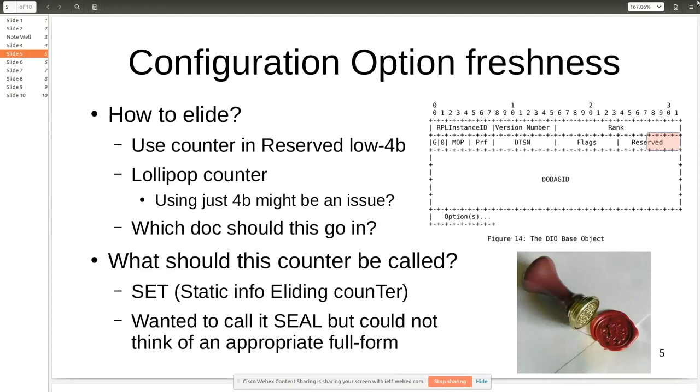Yes. The reason why I say it has utility outside the capabilities is because this is a generic counter which not only covers the capability option, but a MOPEX option in the future, as well as the existing configuration option. And as discussed on the mailing list, this could be made use of for other options such as the prefix information option. So it's a generic counter regardless of the CAPEX, the capability or MOPEX option.